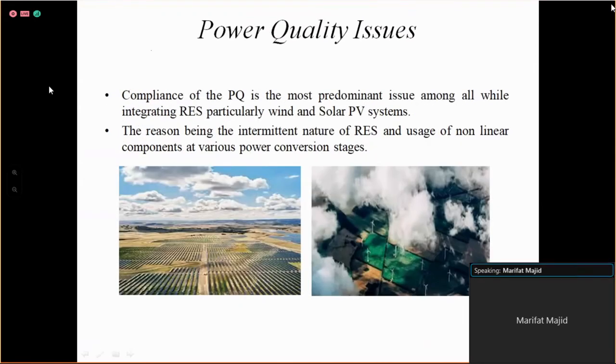And another important issue that we face during grid integration is power quality. We know that compliance with power quality is the most predominant issue among all while integrating renewable energy sources, particularly wind and solar power systems. The reason, many studies believe, is that these renewable energy sources based upon solar PV systems or wind power systems are intermittent in nature and are highly dependent upon the atmospheric conditions that they are in. Plus, the high usage of nonlinear components at various power conversion stages also contributes to the power quality deteriorations that happen due to the integration of renewable energy systems.